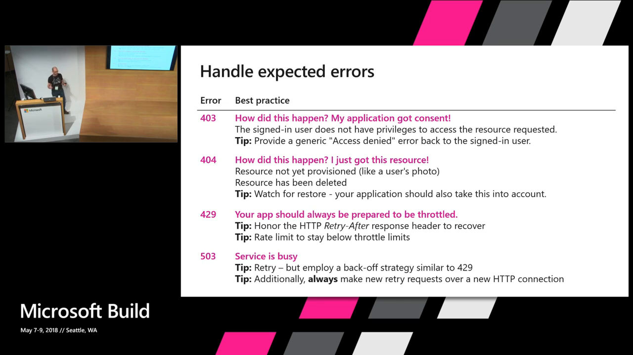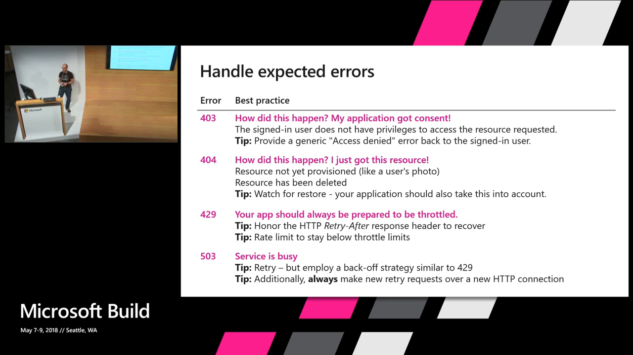404 is when an object's not found, and this can happen either if the resource isn't yet provisioned or if a resource that you're expecting to be there has actually been deleted. So if you don't handle this, you could return a weird error to an end user. And you should, as an extra tip, watch for restore. Some of our objects in Microsoft Graph can be deleted and then restored at a later stage. It's a full fidelity restore, so it will come back with the same data and the same ID. So you should be prepared for those kinds of things.